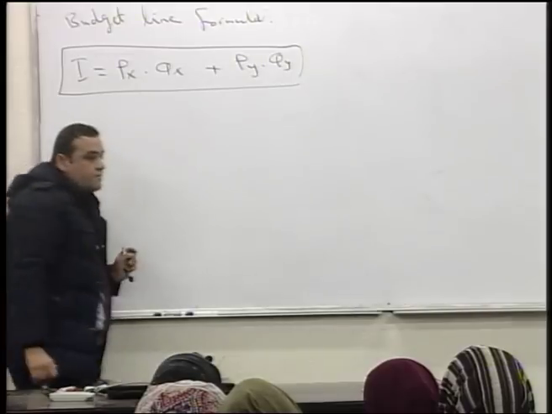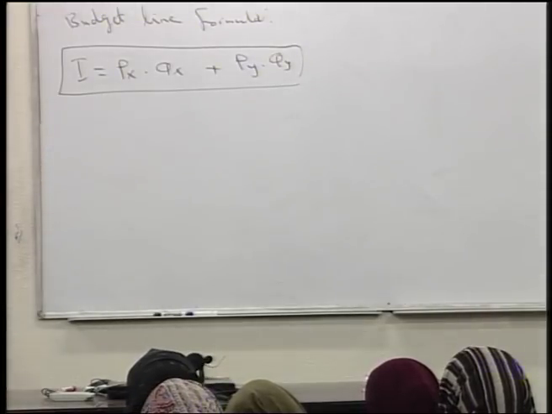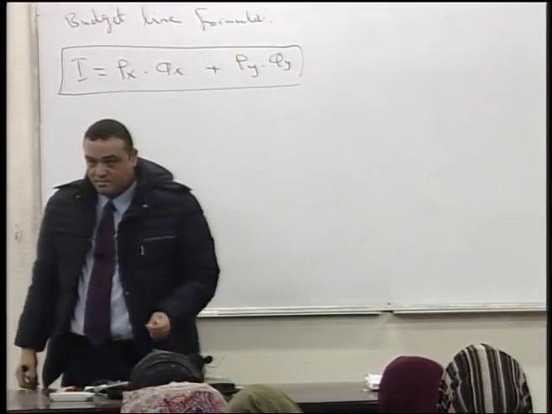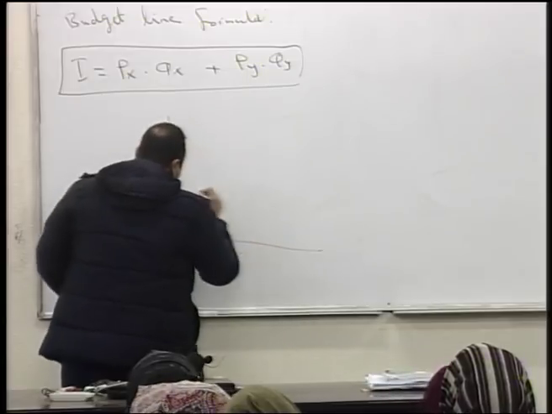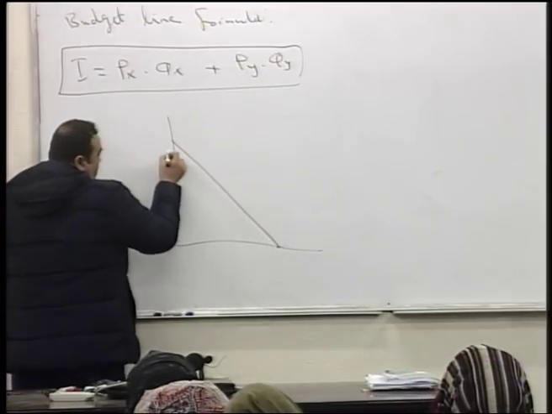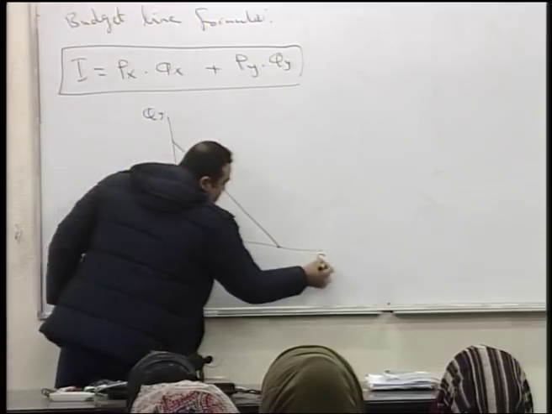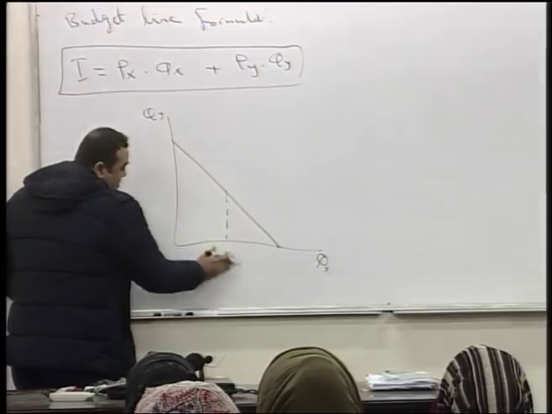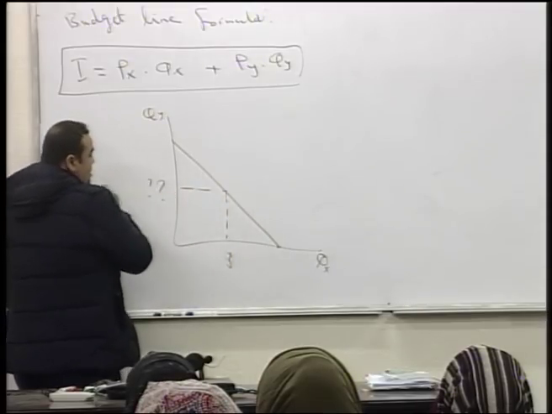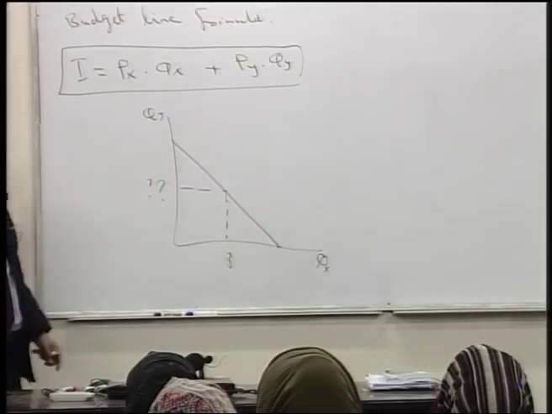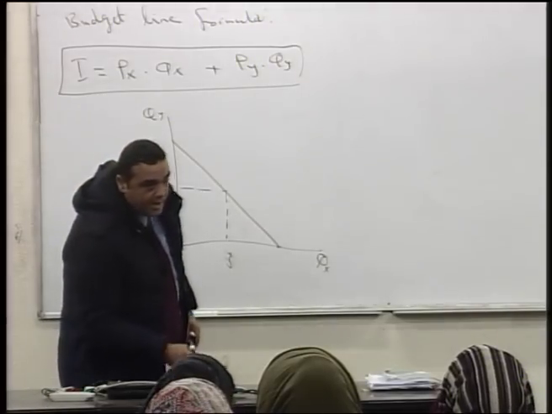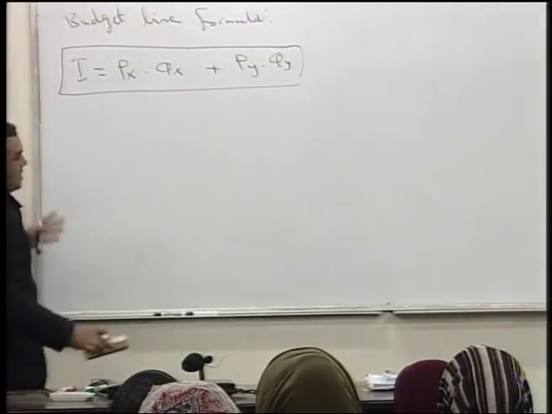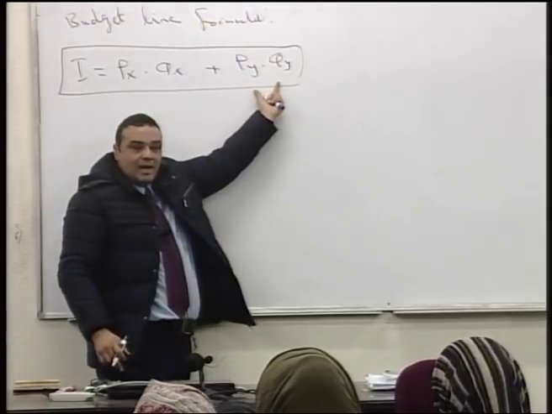I want to isolate QY on its own from this. What does it equal? We have the budget line here, QY and QX. If QX is known, say 3, how much is the QY? So I have to calculate the QY. From this function or this formula, leave this part on its own.